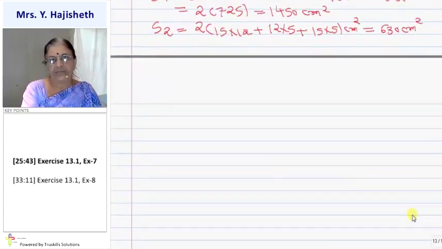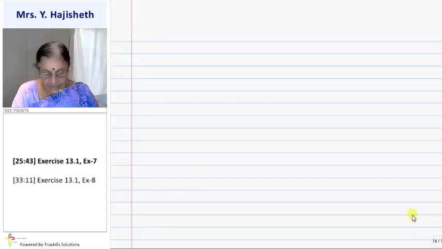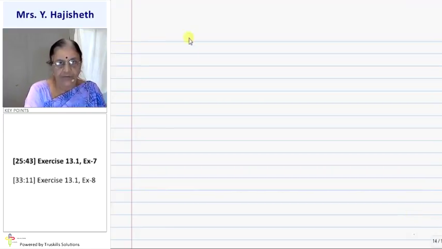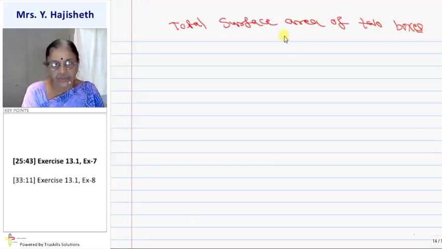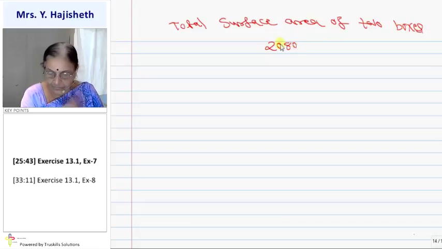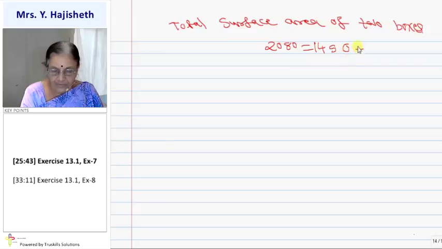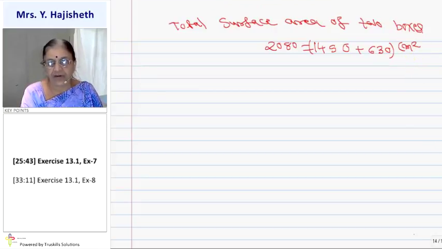S1 S2 निकाल दिया. Now total surface area for two boxes. Okay, total surface area of two boxes, one smaller and one bigger one, is 2080. Clear? Because it is 1450 plus 630. This is your total surface area required for two boxes.